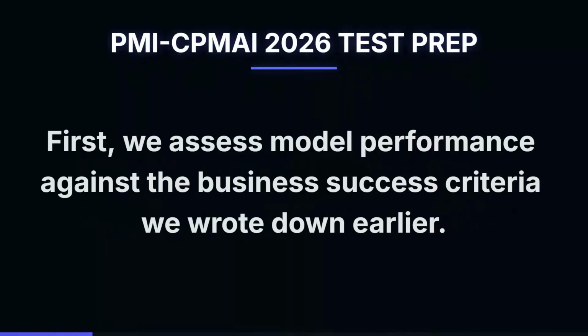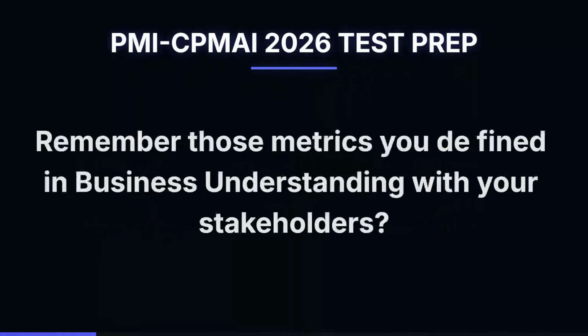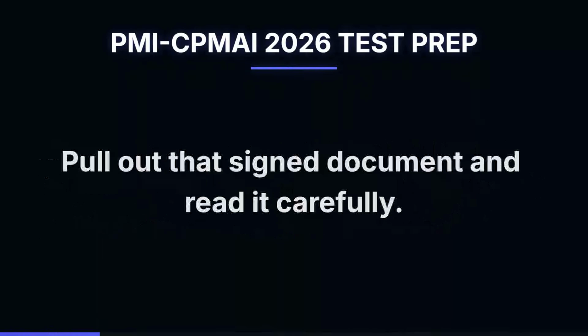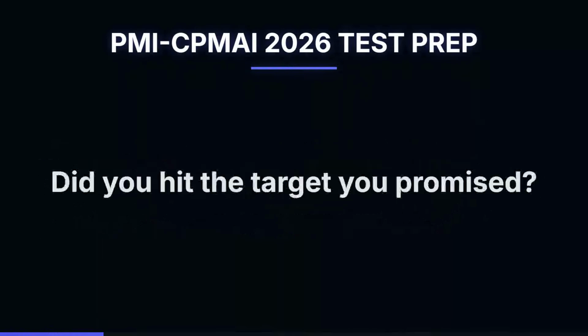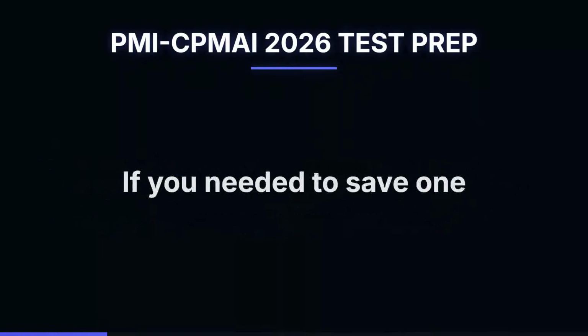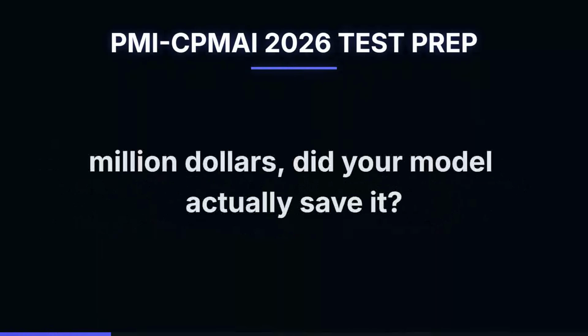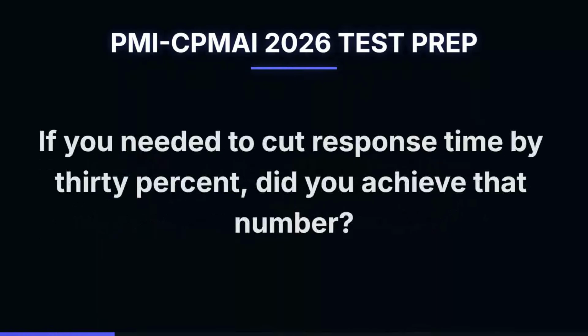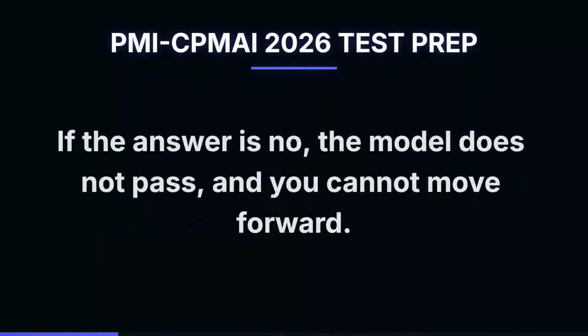First, we assess model performance against the business success criteria we wrote down earlier. Remember those metrics you defined in business understanding with your stakeholders. Pull out that signed document and read it carefully. Did you hit the target you promised? If you needed to save $1 million, did your model actually save it? If you needed to cut response time by 30%, did you achieve that number? If the answer is no, the model does not pass, and you cannot move forward.